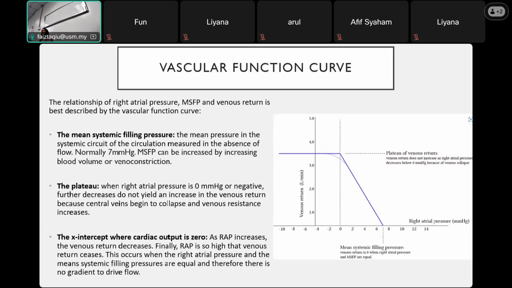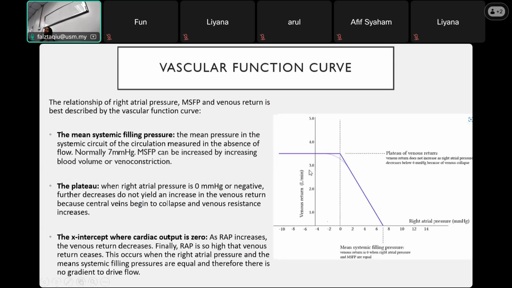So next is the vascular function curve. This describes the relationship of the right atrial pressure, the mean systemic filling pressure, and the venous return. So what is the mean systemic filling pressure? It is the mean pressure in the systemic circulation measured in the absence of blood flow. So the normal value is 7 mmHg, and it can be increased by increasing the blood volume or by the venous tone, the venoconstriction.